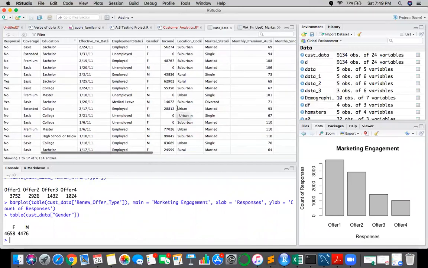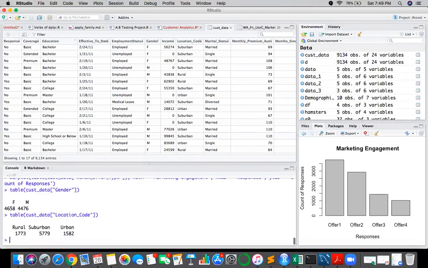Okay, now let's have a look into this location code. How many people are from suburban and rural areas? The distribution of that will help me understand. Suburban has the maximum contribution: suburban has 5,700 occurrences, rural has 1,700, and urban has 1,500. So you plot these graphs, and then you can see, out of these 5,700 customers in suburban, how many are male, female, and what was the maximum offer given here, offer one, offer two, offer three, offer four. Those levels of categories you can see here, group under group.